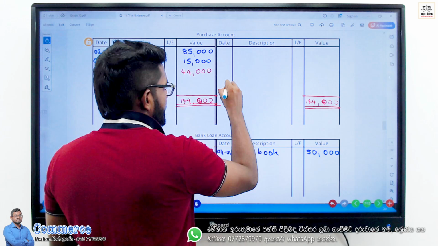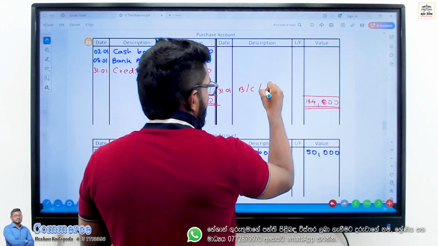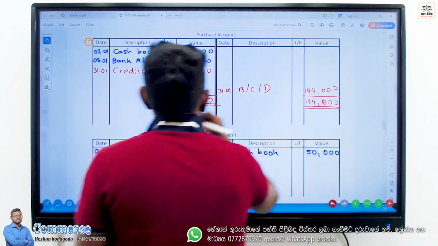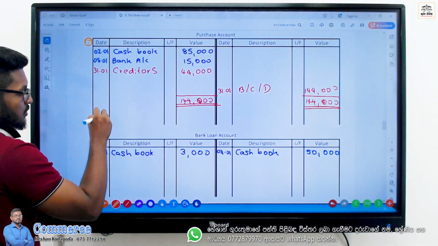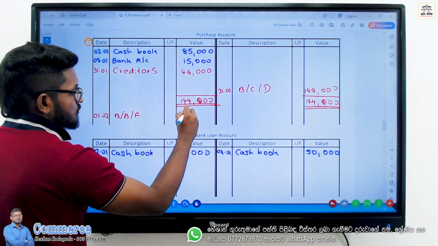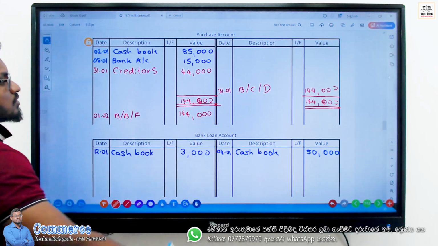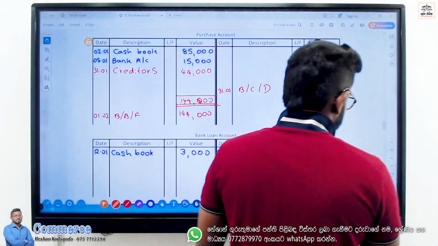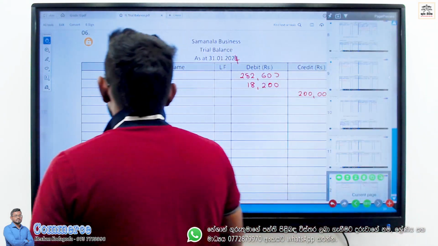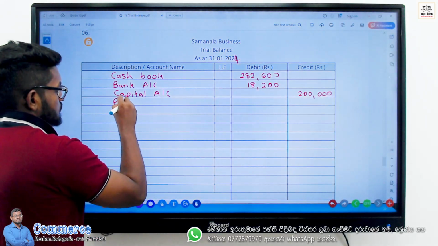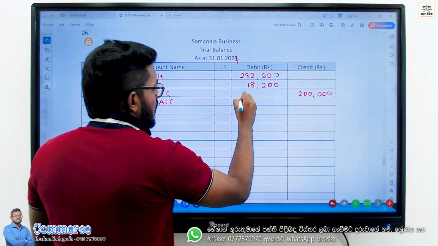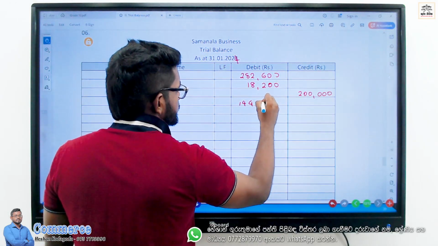31st of January, balance carried down. The lower value side 0, 144,000. 1st of February, balance brought forward 144,000. Purchase account debit side 144,000. Go to the trial balance, right? Purchase account 144,000.